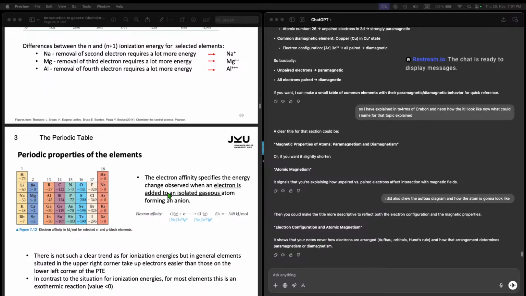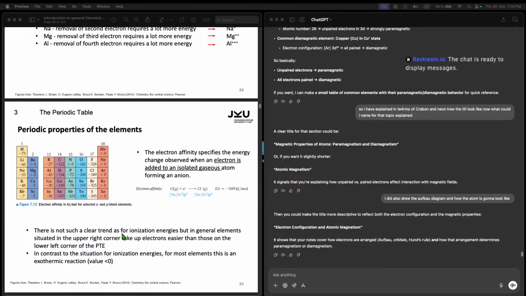When an electron is added to the isolated gaseous atom, forming an anion. So, do we give in energy to put in an electron? Yeah, I believe so, right? Yeah, negative means we are giving energy.